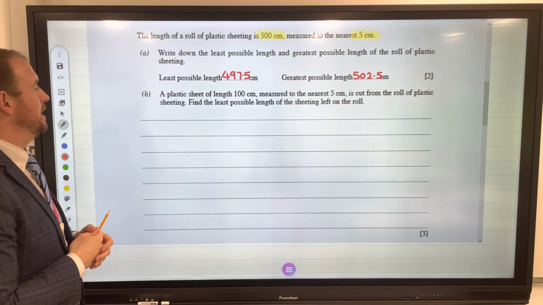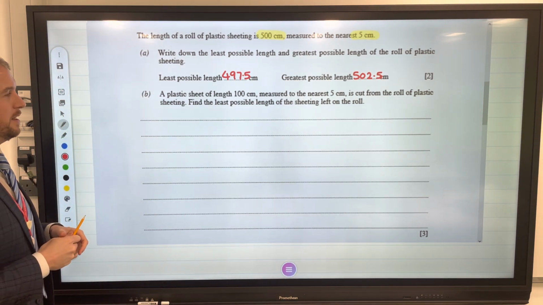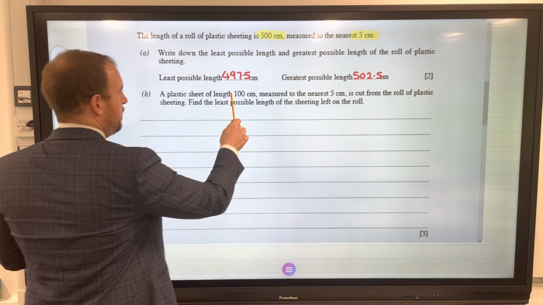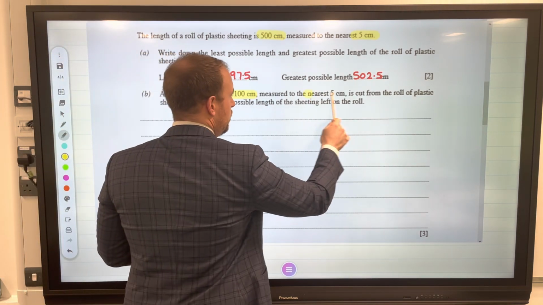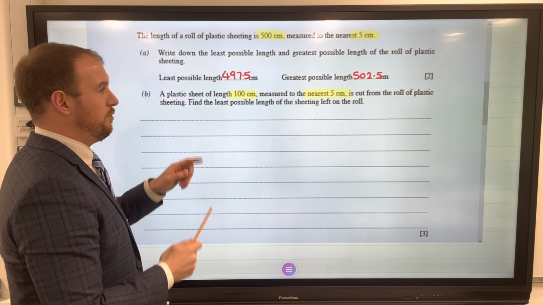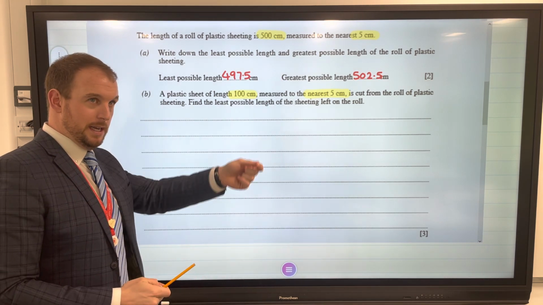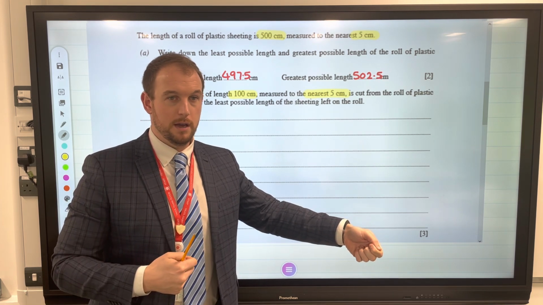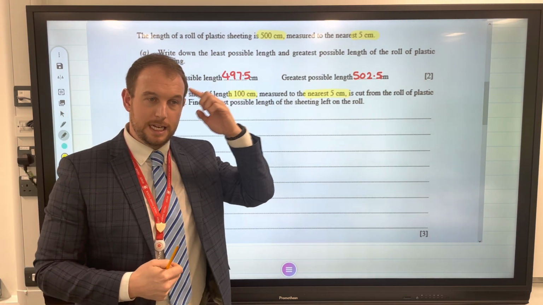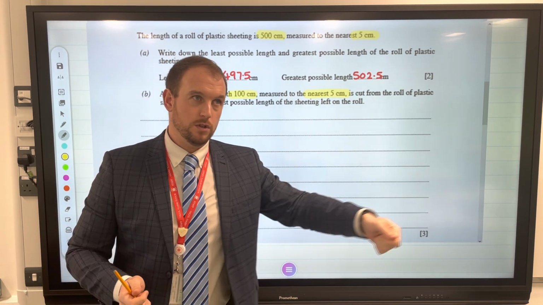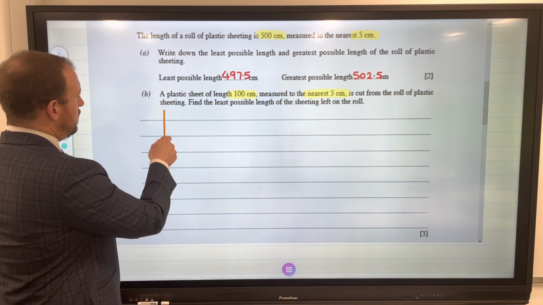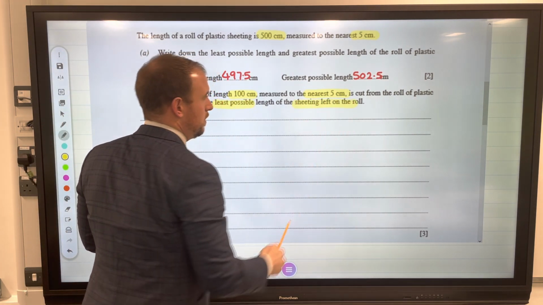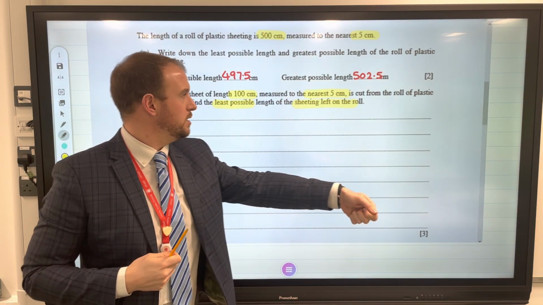A plastic sheet of length 100 centimetres is measured to the nearest 5 centimetres. It is cut from a roll of plastic sheeting. Find the least possible length of sheeting left on the roll. Right, there are a lot of words there. 100 centimetres, nearest 5. It's cut from a roll of plastic sheeting now, so you have to try and visualise the roll of sheeting. I'm thinking of a roll of cling film now. Obviously I've never seen this in real life, but I'm trying to relate to something I know. Think cling film rolling out on my kitchen worktop. Find the least possible length of the sheeting left on the roll.